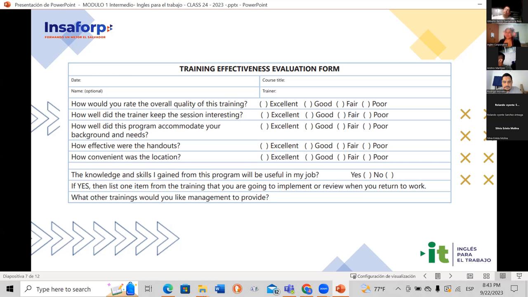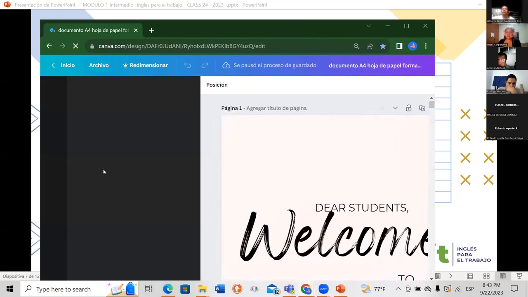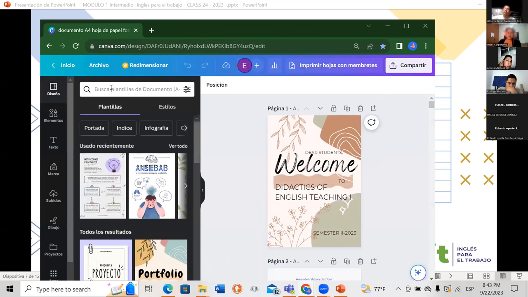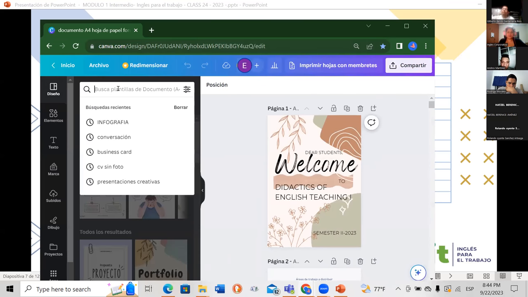Good ideas, Rodrigo. Okay, guys, so you are free to use any program that you consider useful to create this evaluation form. Try to remember one training that you have received in the past, okay? And you're going to create that based on that training, okay? How would you like to evaluate that specific training that you received? You can do it in Google Forms, or you can use Canva, or you can use Microsoft Word, any. Let me see if I can find one template here.